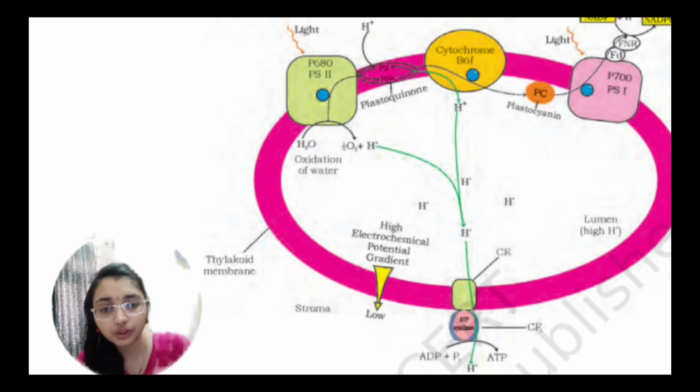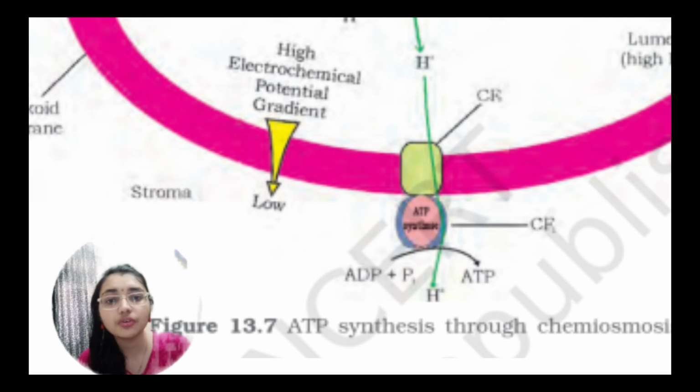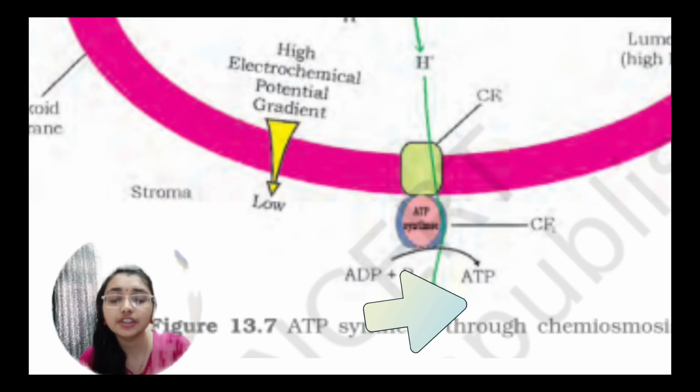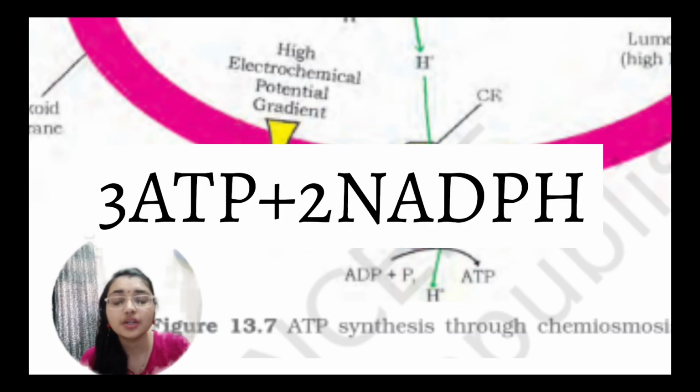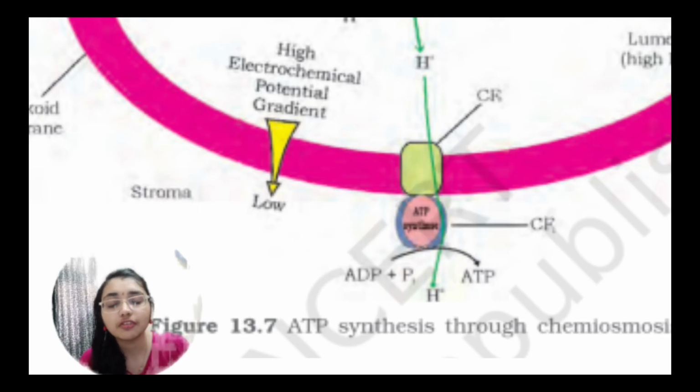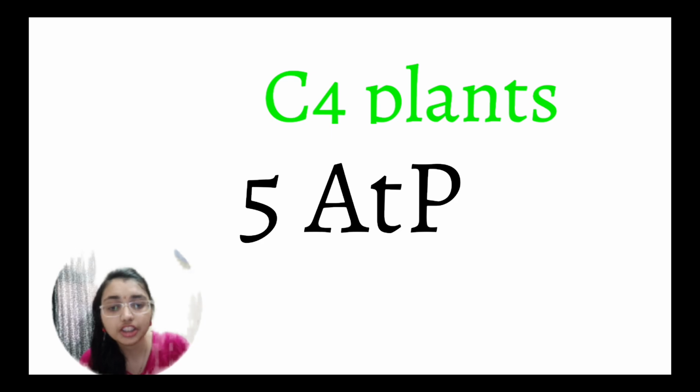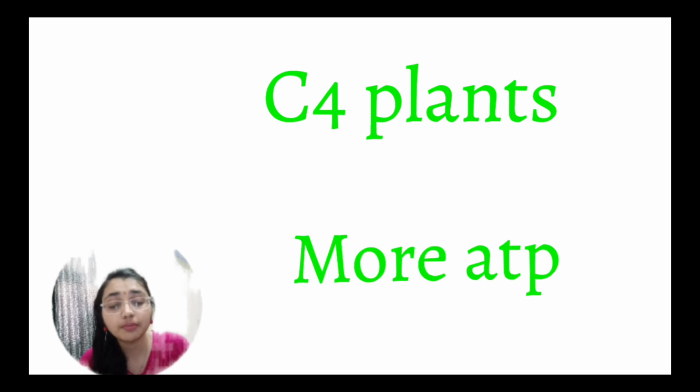Protons then move back from the lumen to the stroma through the ATP synthase complex, that is CF0 to CF1, and this movement releases energy that is used to convert ADP to ATP. This process is called chemiosmosis. So in terms of the energy requirement, C3 plants use 3 ATP and 2 NADPH to fix one carbon dioxide molecule, whereas C4 plants require 5 ATP and 2 NADPH, meaning C4 plants need more ATP for the same process.